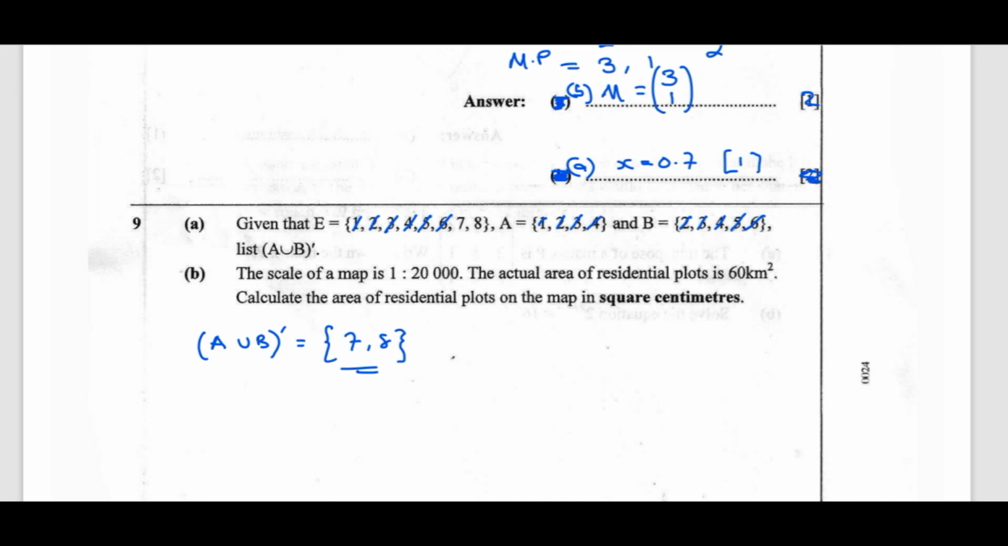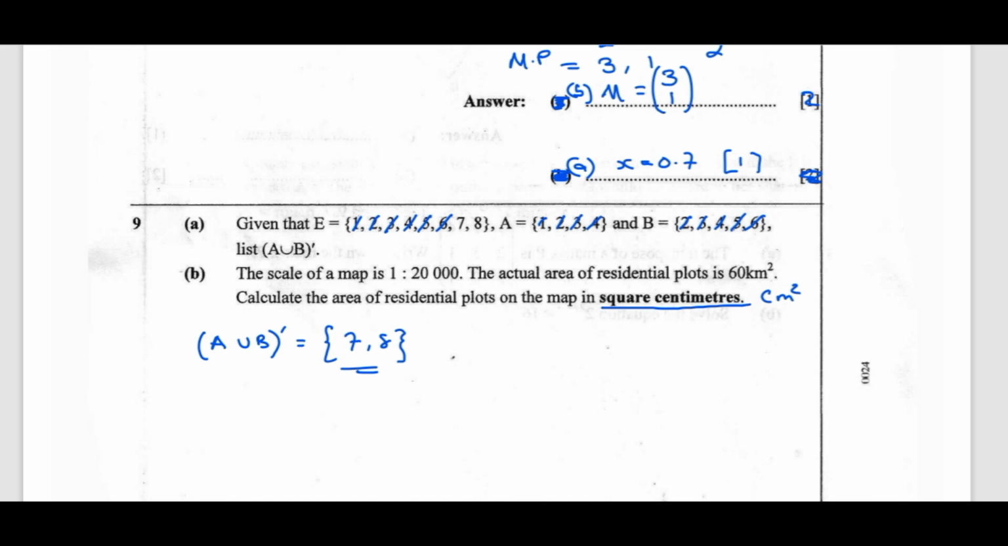And then let us move. The scale of a map is 1 to 20,000. The actual area of a residential plot is 60 kilometer squared. Calculate the area of the residential plot on the map in square centimeters.